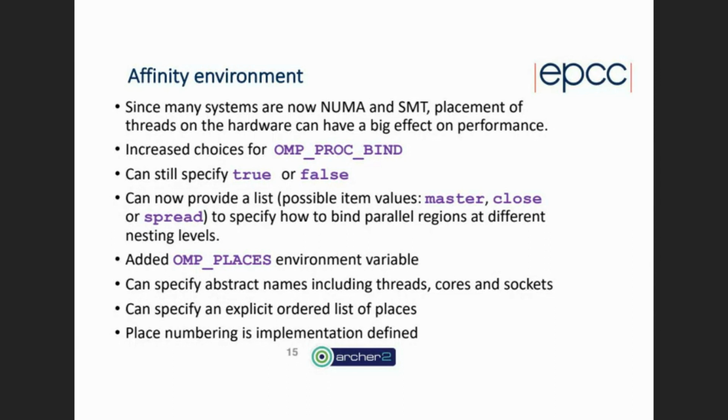And there's also an OMP_PLACES environment variable. This can either contain abstract names, so that can be threads, which in this case means hardware threads, or cores or sockets, or you can specify an explicit ordered list of places. So you can give a list of core numbers, for example.